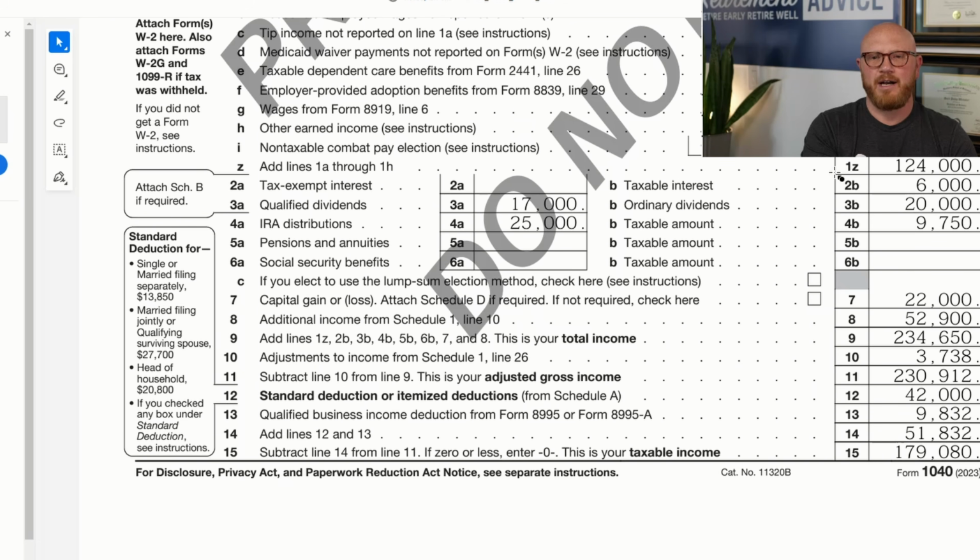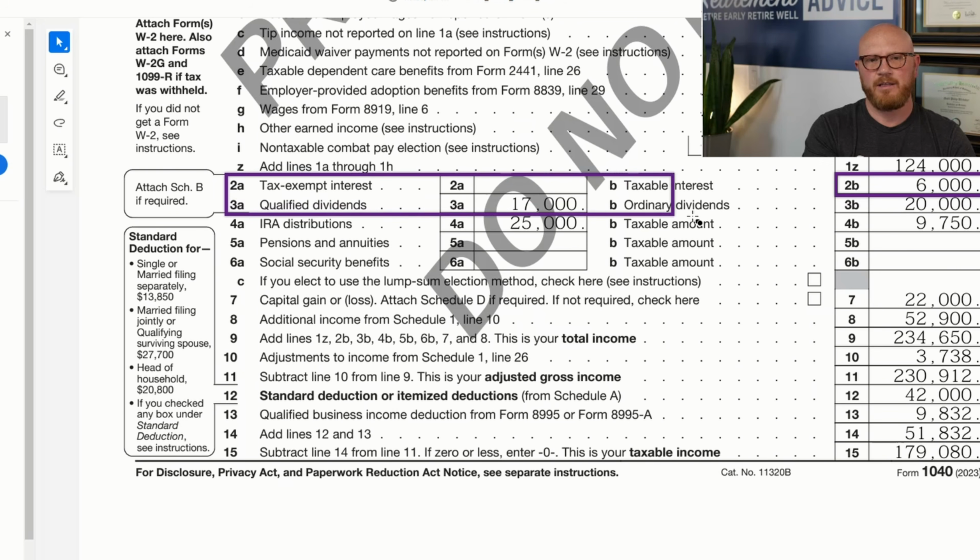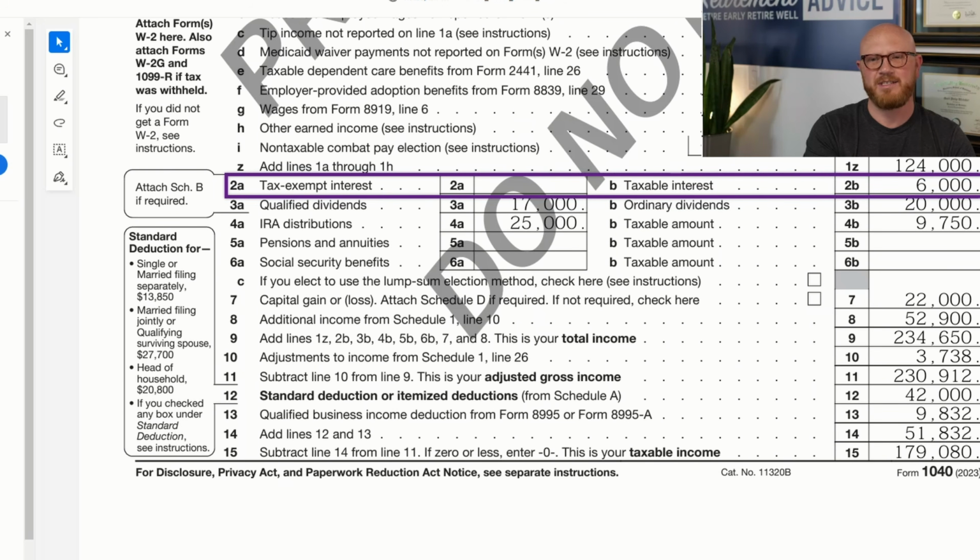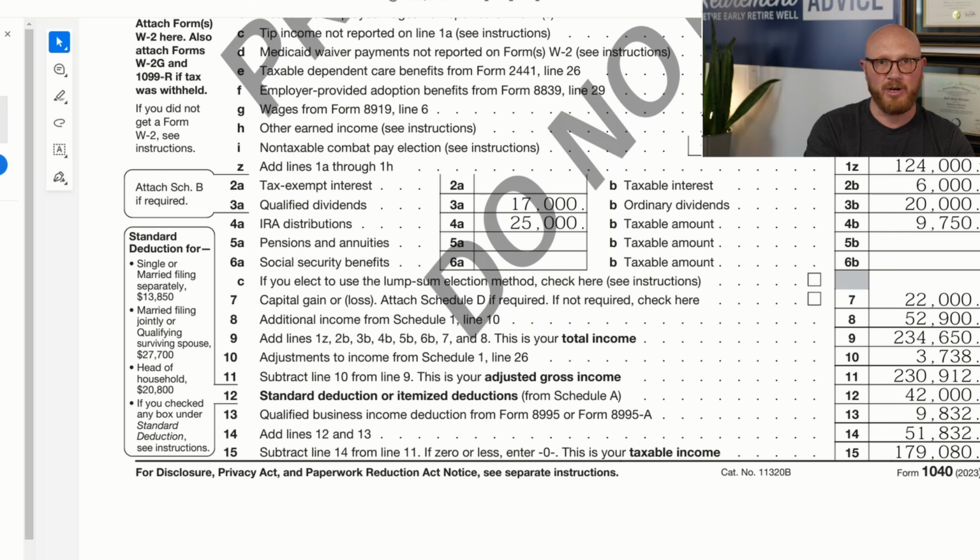One of the items that you'll have to modify on your AGI is tax-exempt interest. So right here, line 2A, tax-exempt interest. This is things like if you have investments in municipal bonds. This is the most common place where you'll find this. So for purposes of just regular AGI, that 6,000 number does not flow into here. But when you're thinking about your Affordable Care Act subsidy, you'll have to look at your AGI and then add back in that tax-free interest.